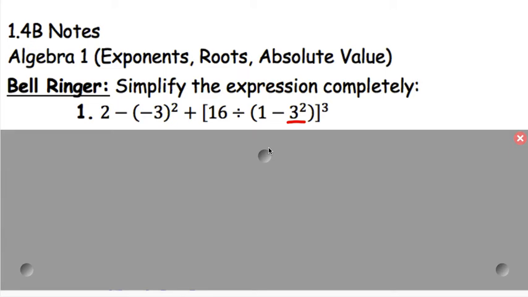Alright, Algebra 1. This is Mr. Geiswhite. These are your 1-4B notes, and we're going to keep going with our order of operations. So, simplifying expressions. And again, we're using PEMDAS.